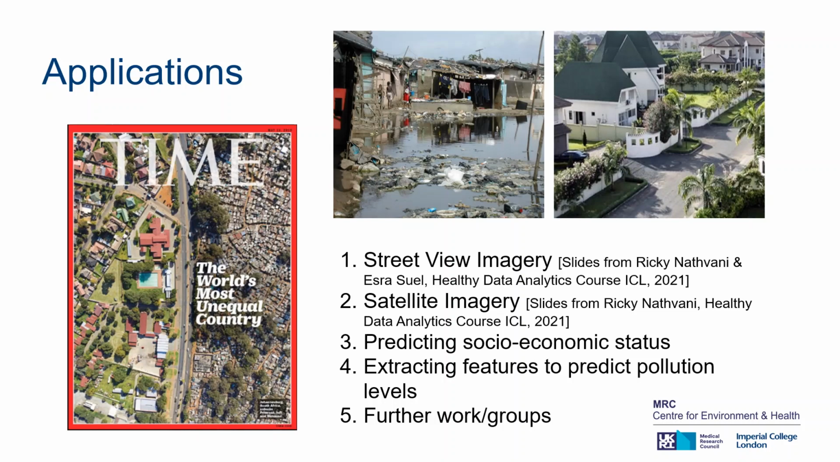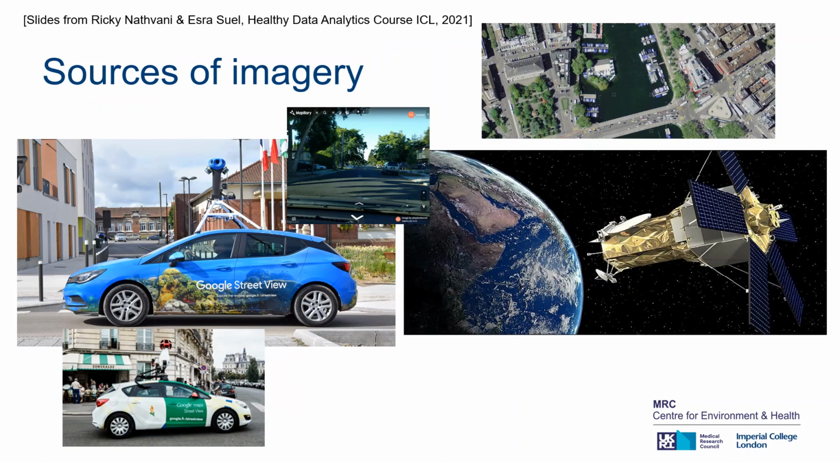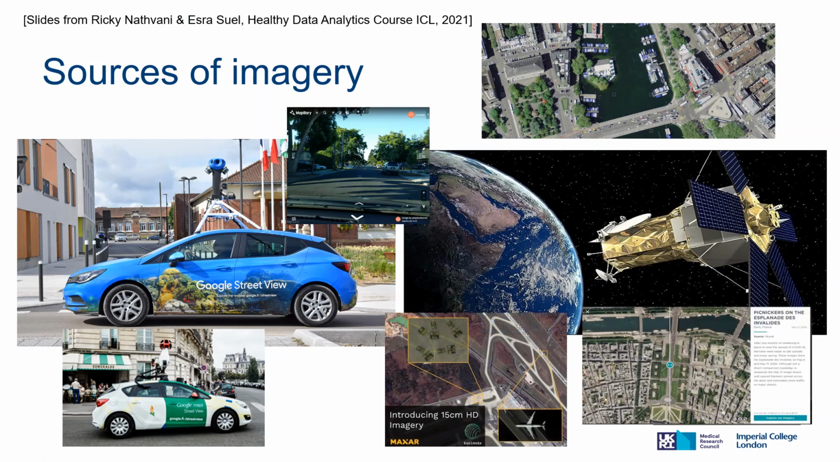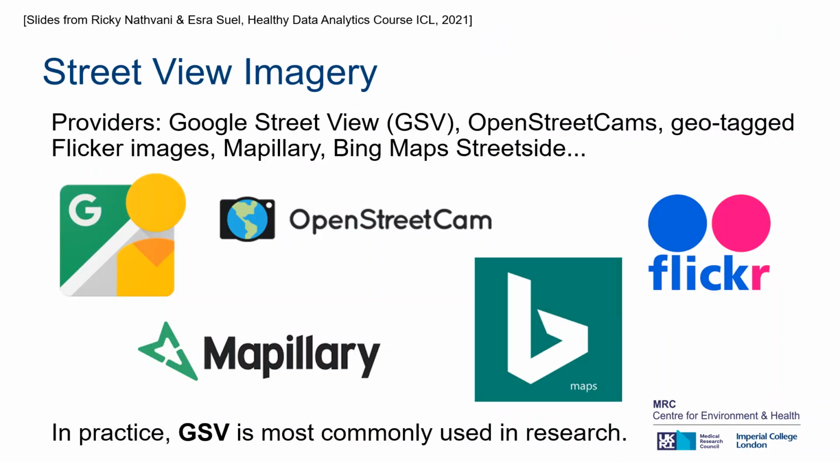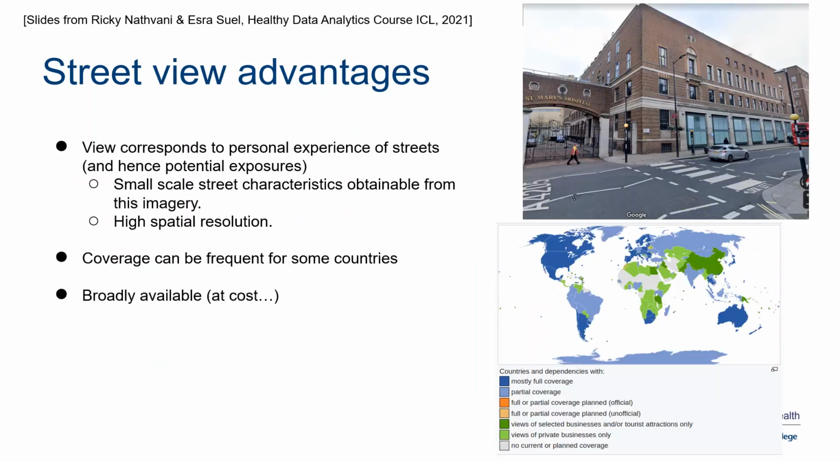Now we'll have a look at some of the different types of imagery, different types of questions, and work from the Pathways to Healthy Equitable group. Sources of imagery can come from street view or from satellite. Different street view providers are Google Street View, OpenStreetMaps, Flickr Images, Mapillary, Bing. However, in practice, Google Street View is the most commonly used in research.